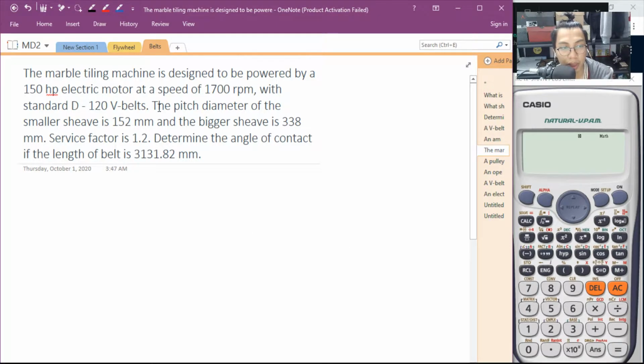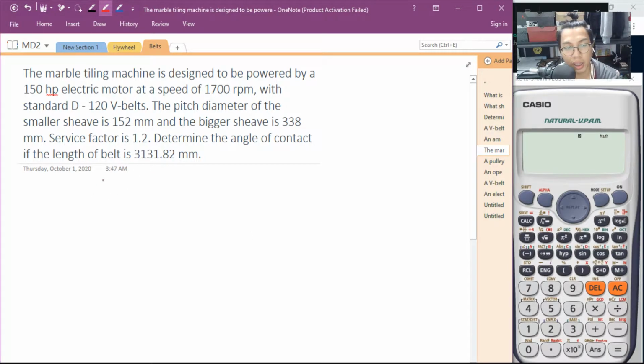So, to continue, the pitch diameter of the smaller sheave. Ano ba yung sheave? Yung pulley. Is 152 mm and the bigger sheave is 338 mm. Yung service factor, ibig sabihin 1.2 times its normal operating service, or 1.2 times nung kanyang operating power. Yun yung service factor. Now, determine the angle of contact if the length of the belt is 3131.82 mm.